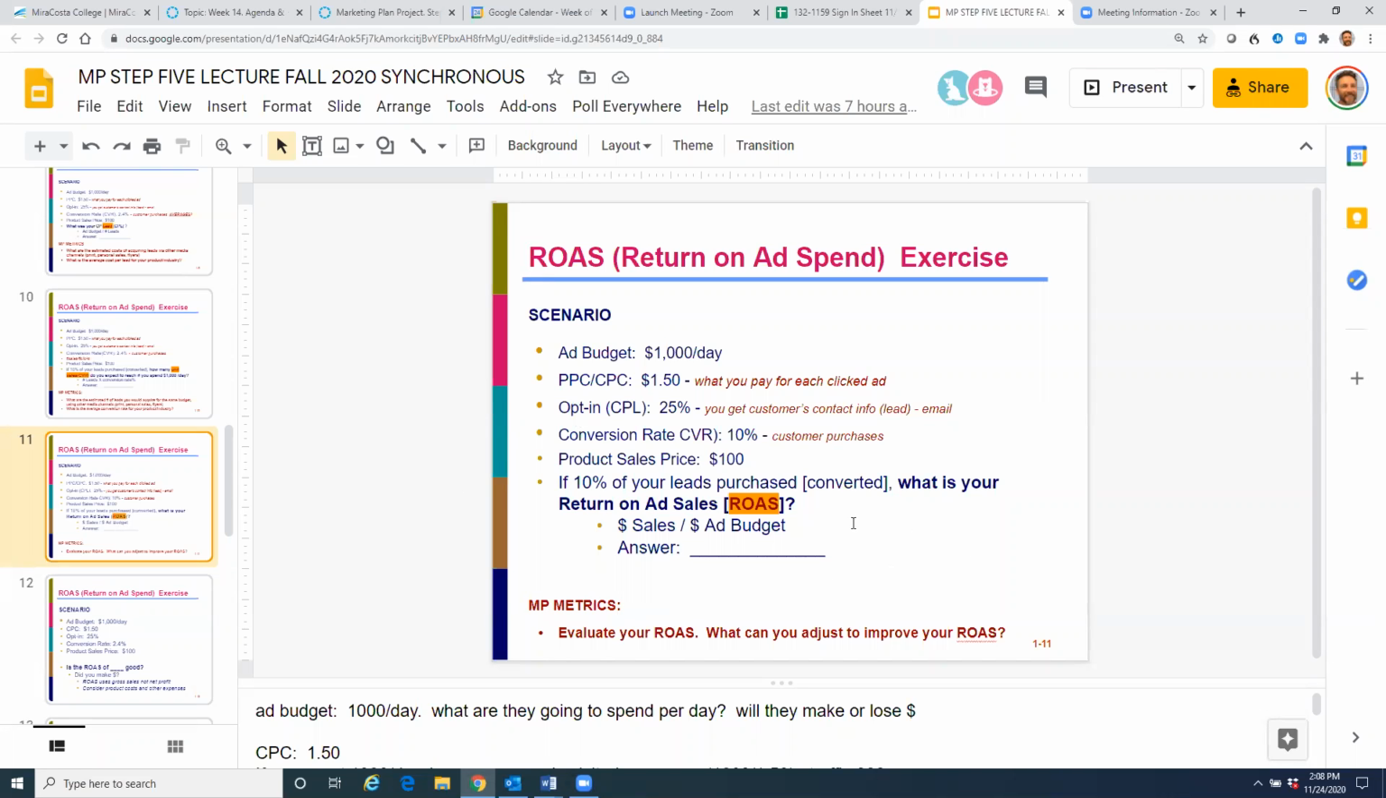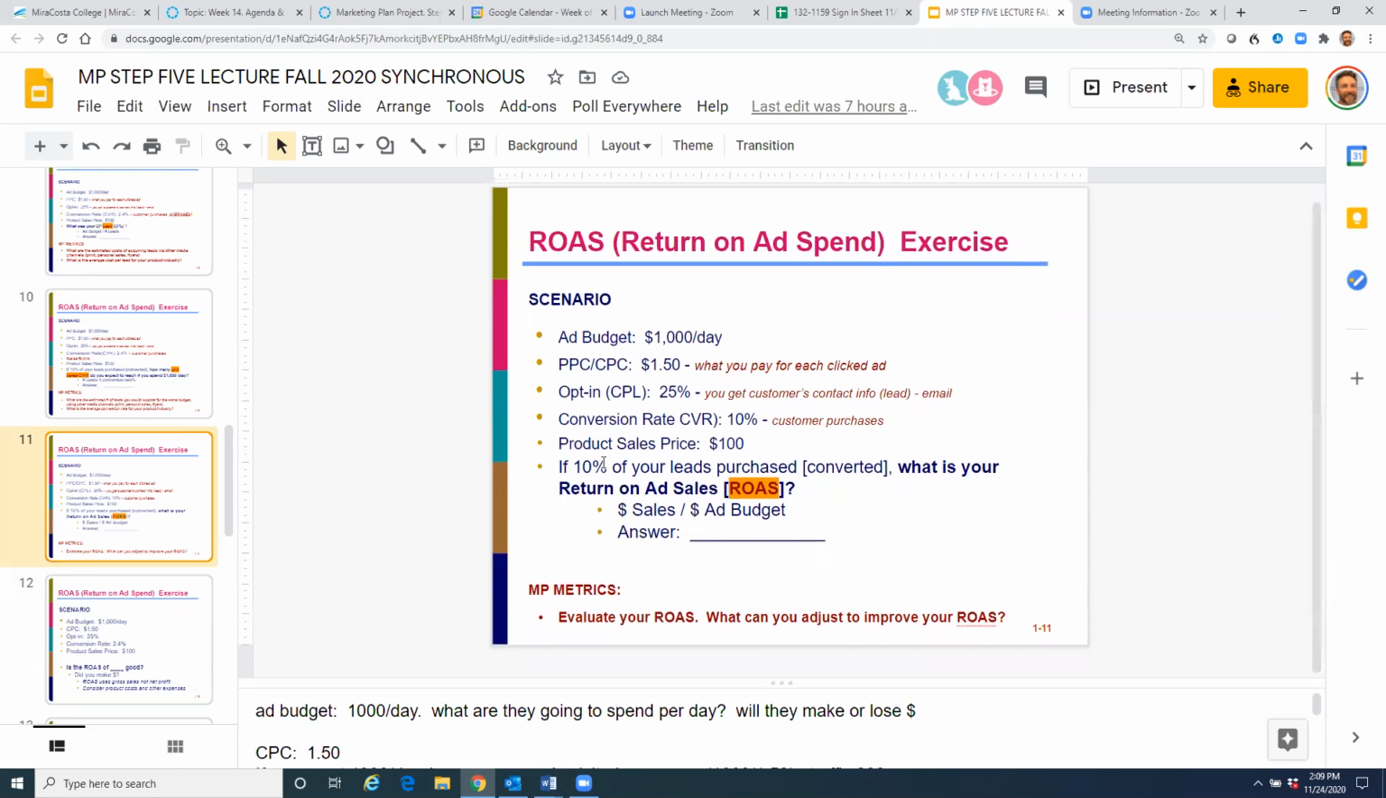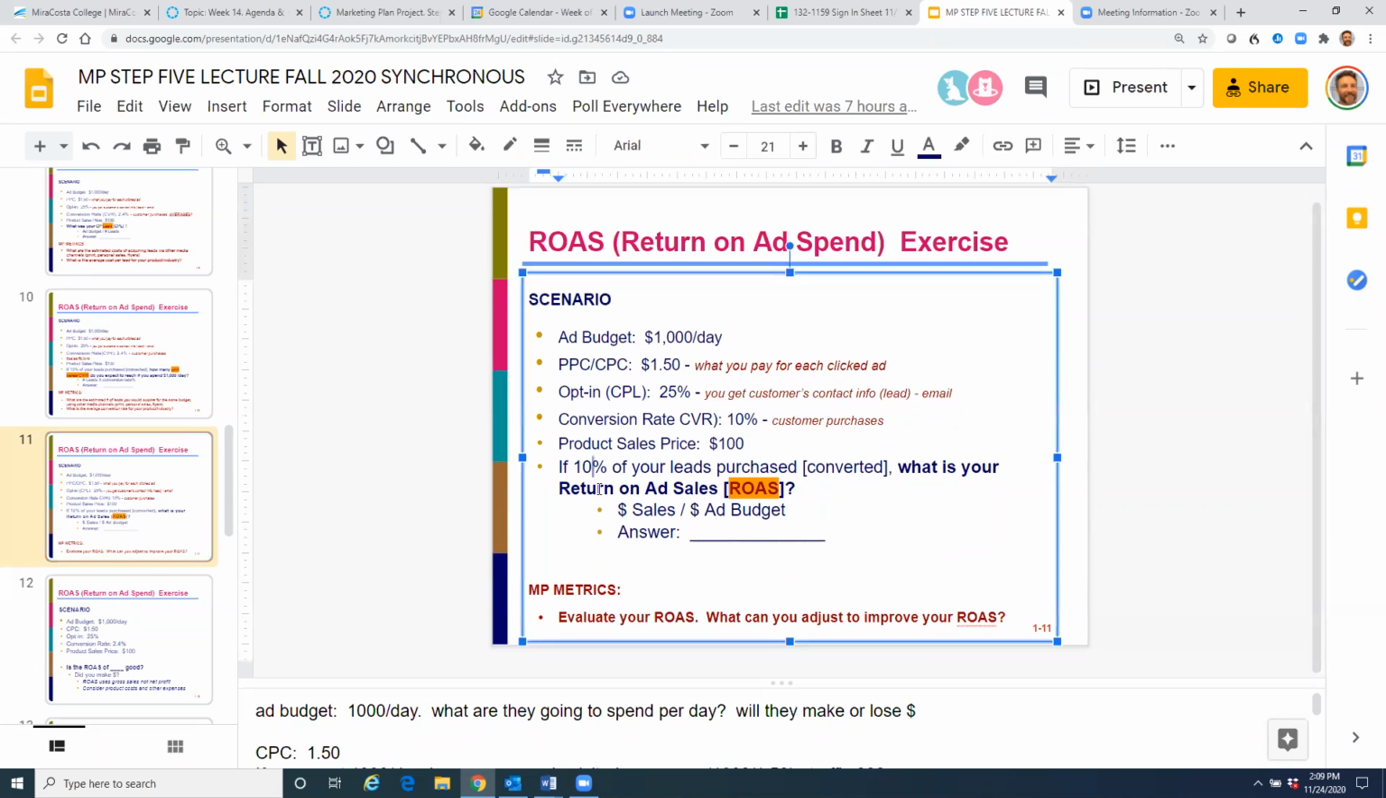So let's actually crunch our return on ad spend for this scenario. And I've got these old numbers in here, so I'm going to correct this.